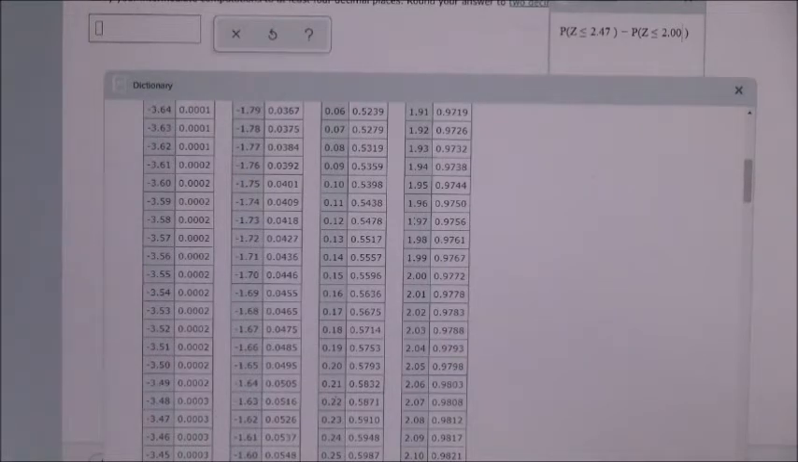Now if they give it to me the other way around, where they have the area under the curve and they want to know the z-score that corresponds to that, then you're going to use the inverse normal. So I'm going to go ahead and bring that up here. Let me find that.